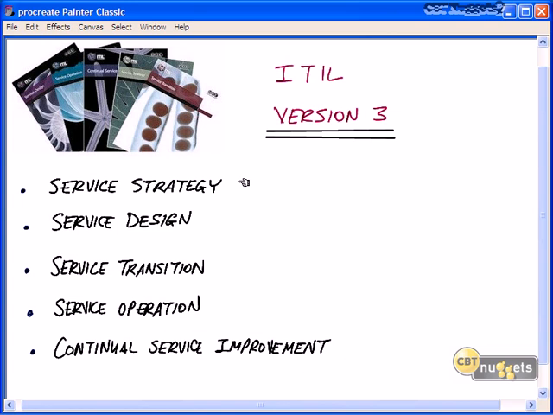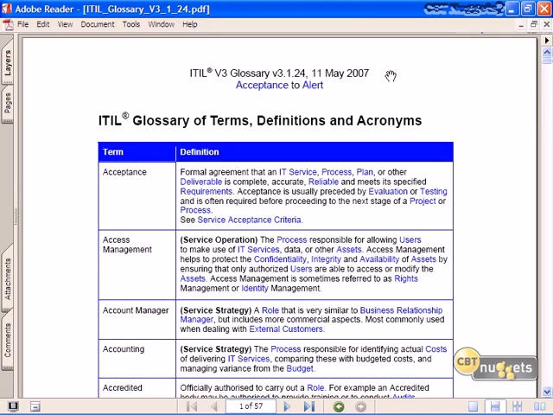Let me show you what that glossary looks like. This is the PDF file that you can get from the OGC. This is the ITIL version 3 glossary, version 3.1.24, from May 11th, 2007. You can see here it shows you on this page the terms from acceptance to alert. Then you can move down through here, and of course you have your term over here in this table, and on the right hand side, a definition.